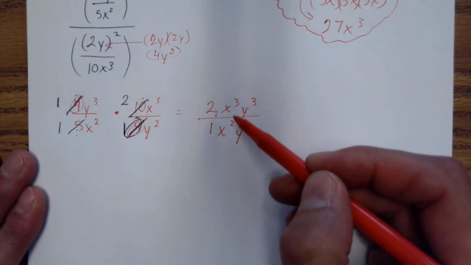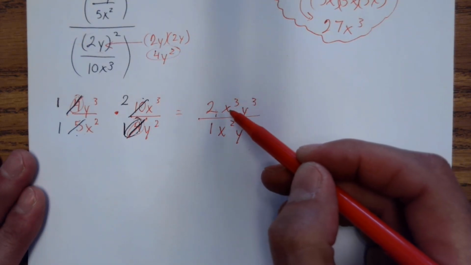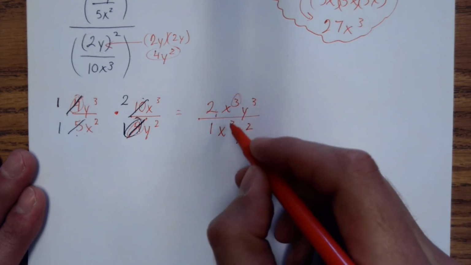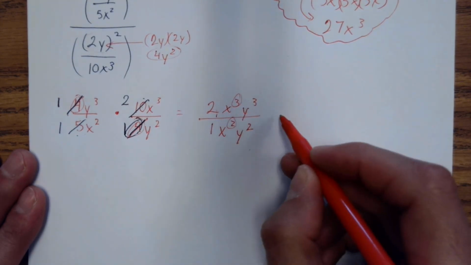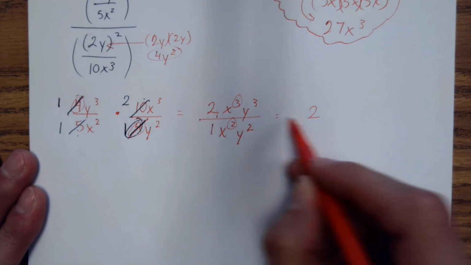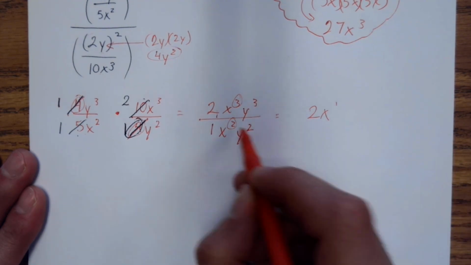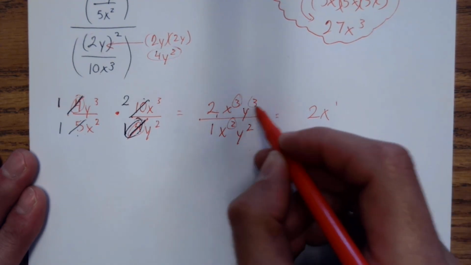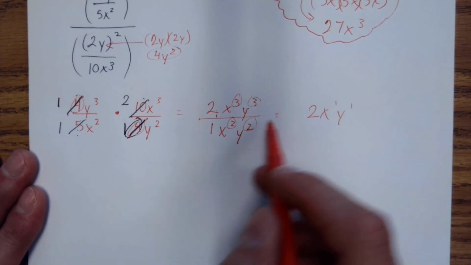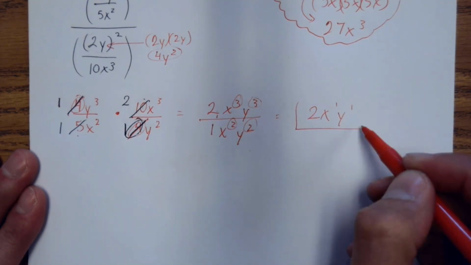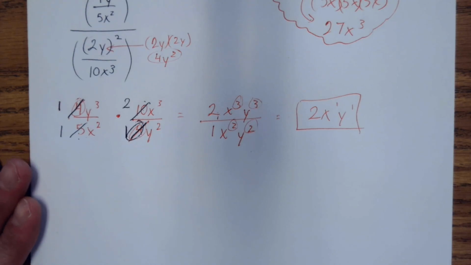And then now we deal with our exponents. The x cubed is bigger, so I'll do 3 minus 2. That's x to the 1. 3 minus 2, y to the 1. 1 on the bottom or just nothing.